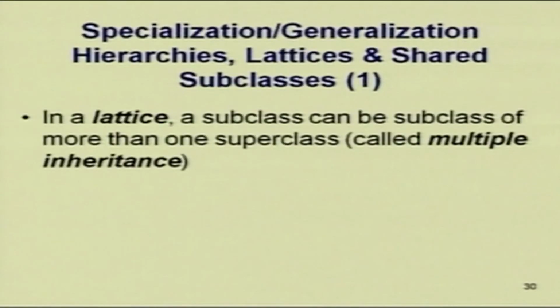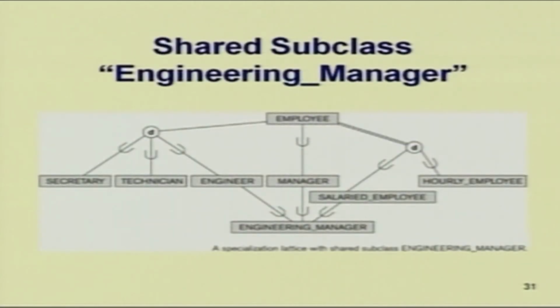A lattice, on the other hand, is where a subclass can be a subclass of more than one superclass, that means it has multiple inheritance, in which case it is called a lattice. So, let us take a case of a shared subclass. This is a lattice basically.